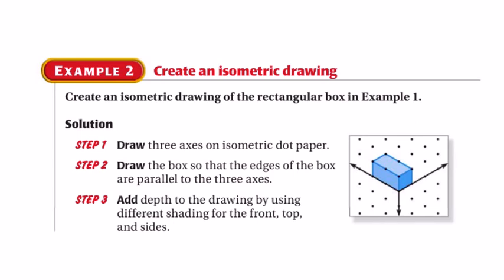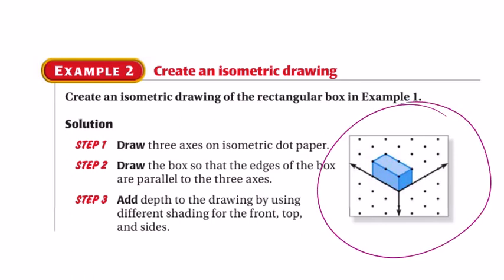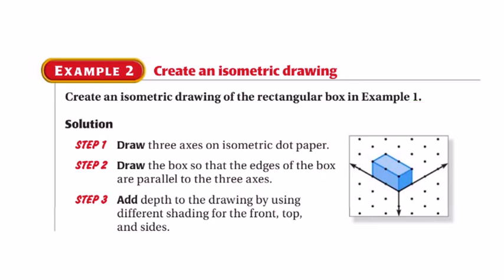Alright, so example 2, create an isometric drawing. We're going to create an isometric drawing of the rectangular box in example 1. So, step 1, we want to draw 3 axes on a dotted piece of paper. One important thing to notice is that on this dotted piece of paper, the dots do not line up right next to each other.